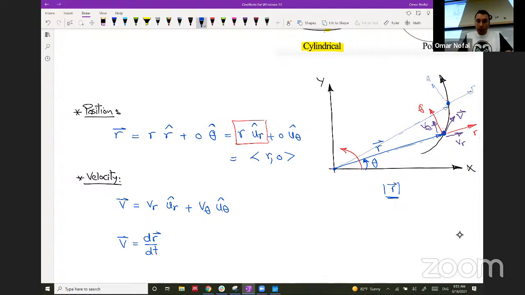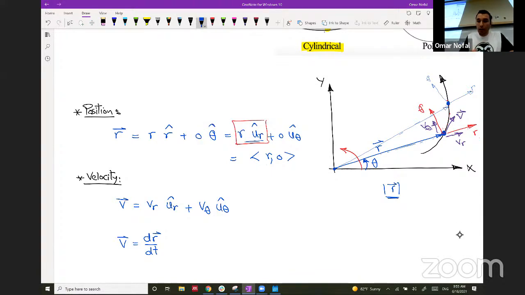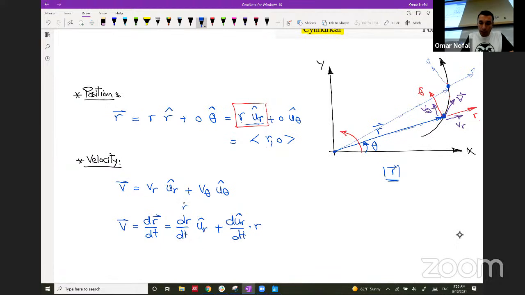If we take the derivative of this quantity, both r and u_r hat could be changing. So what we will do is differentiate the first term, dr/dt, and keep u_r hat, plus d u_r hat/dt multiplied by r. The derivative dr/dt will give you r dot. Right now we need to know the value of this quantity.